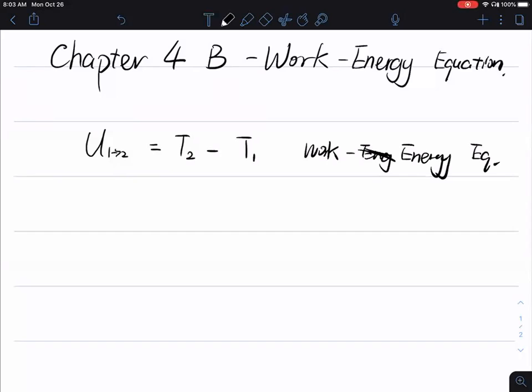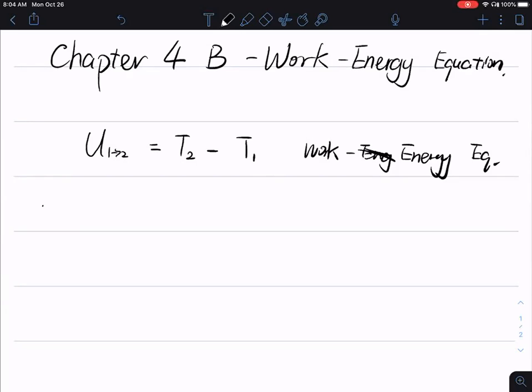All right, and it looks pretty simple, but instead, the equation we're going to use all the time for this course is going to be a little bit different than this one. Instead of just writing U1-2, the work energy equation you're going to use for your homeworks and your exams is going to be a little bit longer than this.